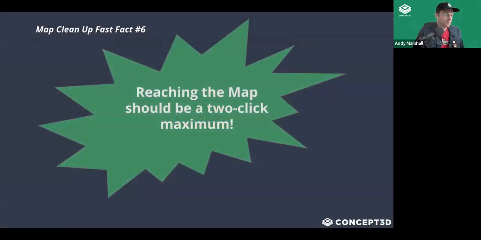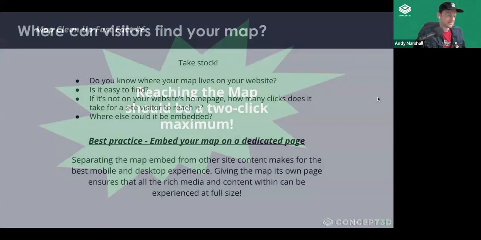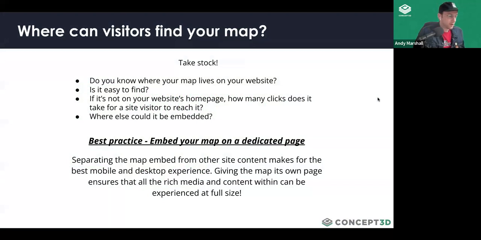And that brings me to my final map fast fact today, where reaching your map should be a 2-click minimum. And what I mean by that is, where does your map live on your website and how easy is it to find? If it's not on your homepage, is it easy to find? More than 2 clicks, and it may discourage users from continuing with the experience. Think about where else this could be included on your website.